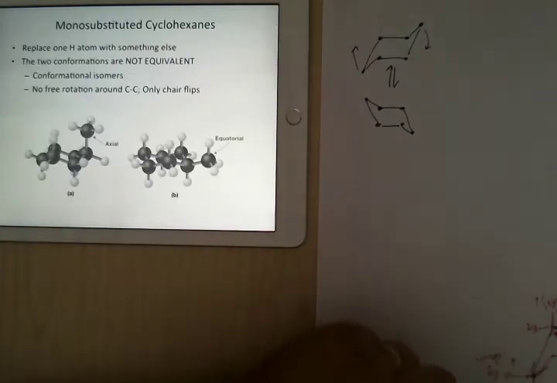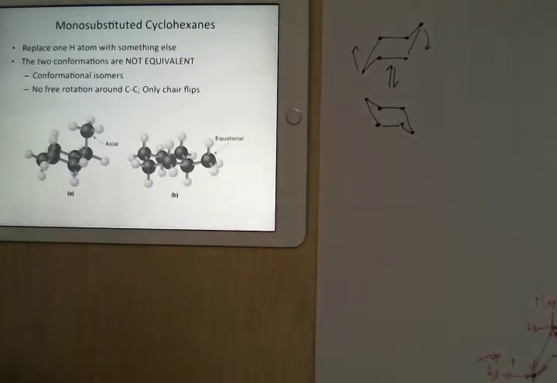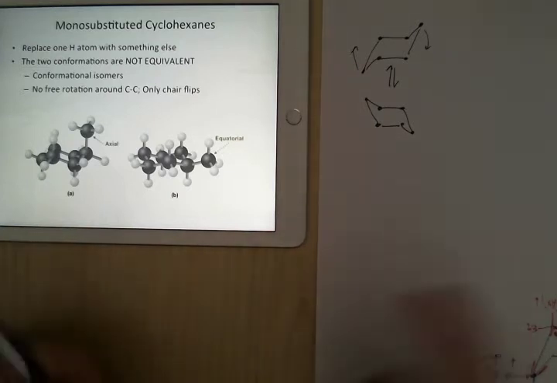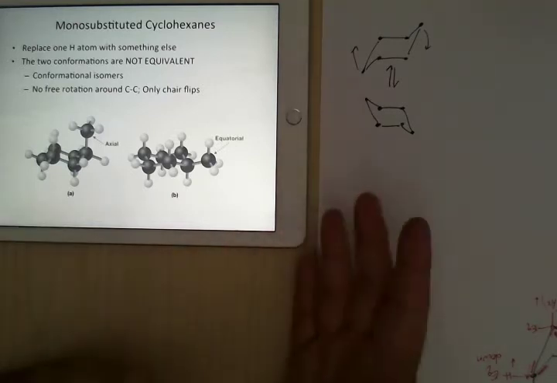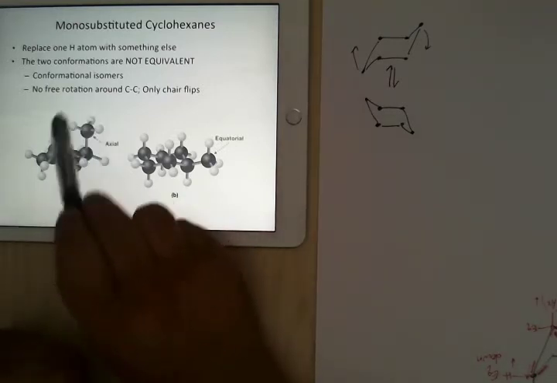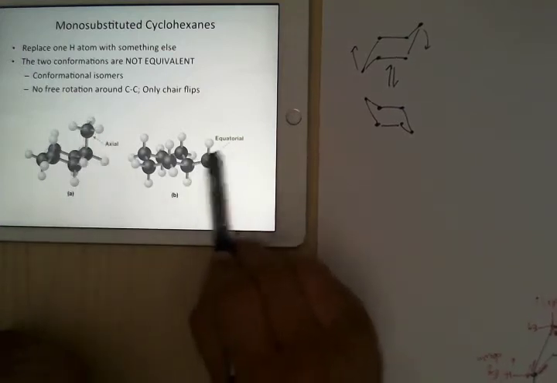So now what happens if we're not just dealing with cyclohexane? What if we have things substituted? When we say substituted, basically we've swapped something in for a hydrogen. There was a hydrogen there, let's put something else in there. Now these conformations are not going to be equivalent. So in this group, this methyl is axial, and this one is equatorial.